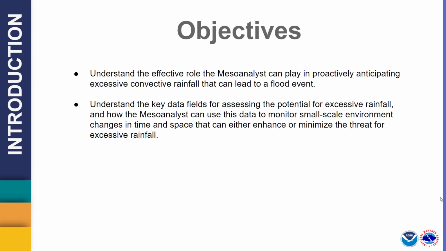This is a very short module, as much of the planned content is provided in the CLC prerequisite. Here, we'll focus on how the mesoanalyst can support the IDSS and warning staff in proactively anticipating and alerting for excessive rainfall episodes that can lead to flooding. This includes understanding the key data fields for assessing the potential for excessive rainfall and how the mesoanalyst can use this data to monitor small-scale environment changes in time and space that can either enhance or minimize the excessive rainfall threat.